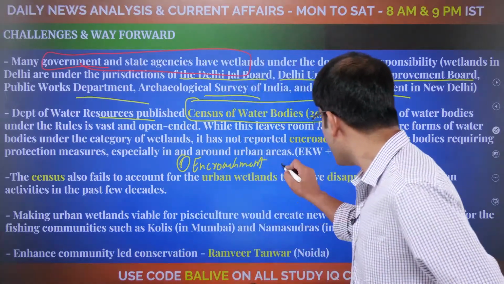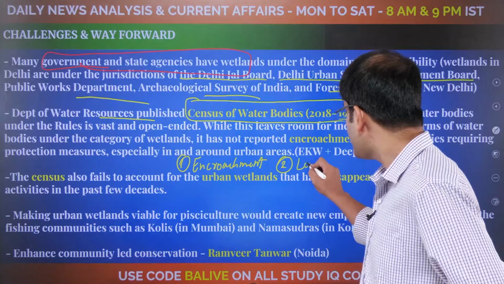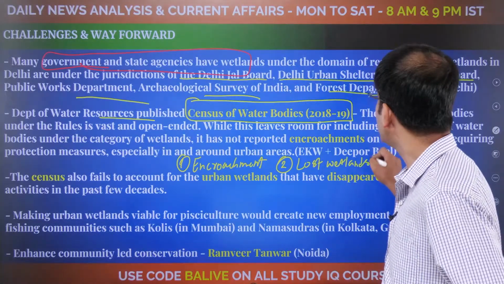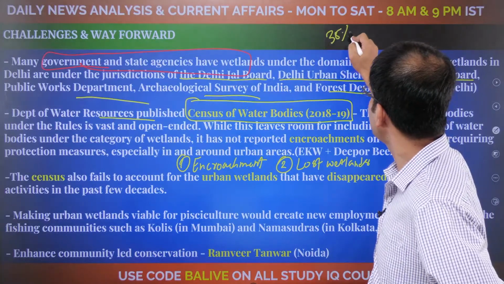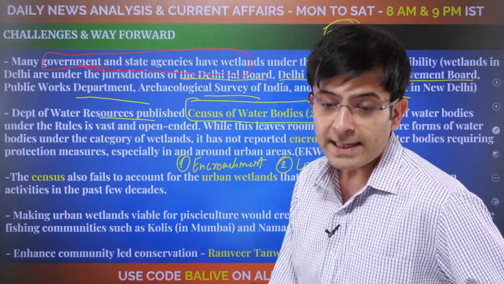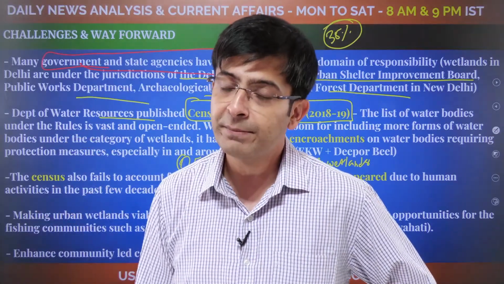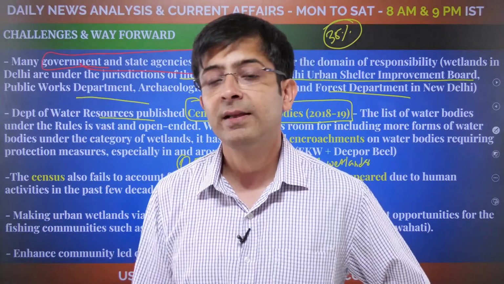The problem also came with nothing said about the lost wetlands. So many wetlands have been lost now. Like the figure I gave you, 35% of wetlands have been lost. So the census ought to have given us information there so that probably some sort of rejuvenation strategy could have been implemented. That was not mentioned in the census.